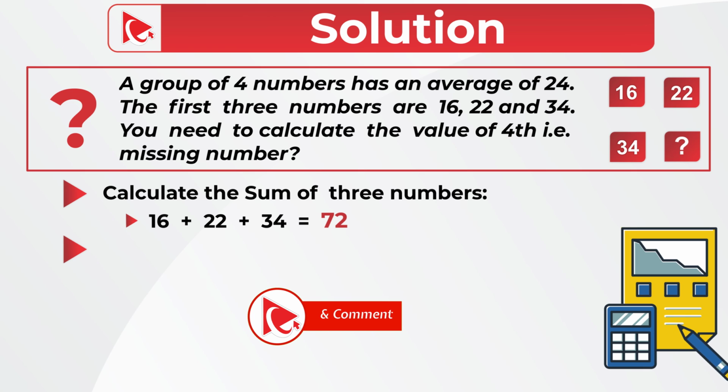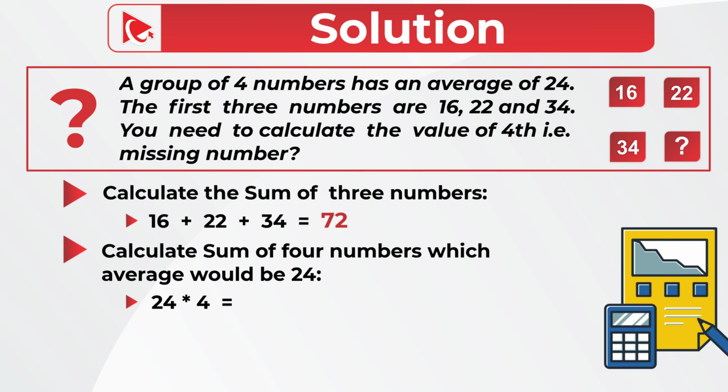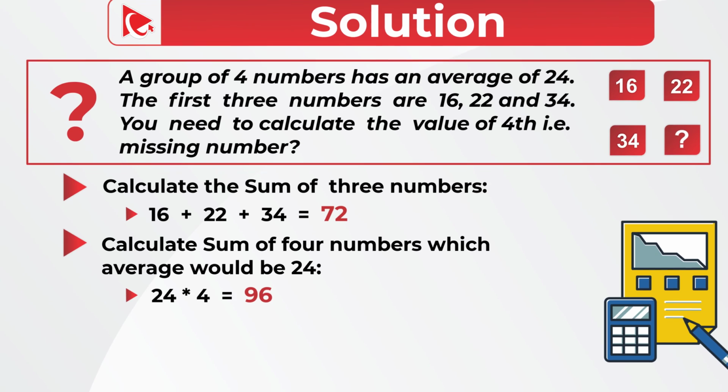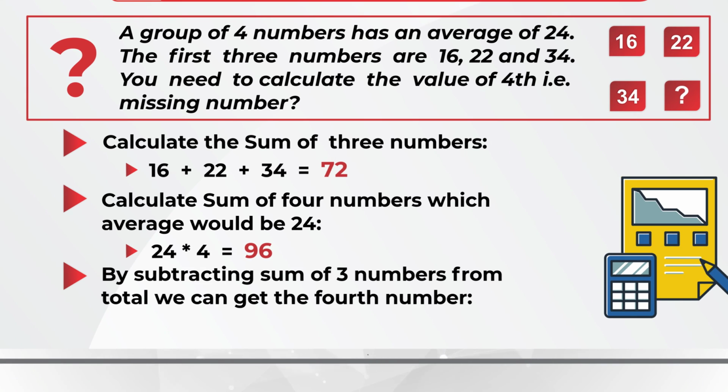In the next step, we need to determine what the sum of 4 numbers would be for which the average would be 24. To do this, we multiply 24 by 4, and the result is 96. In the last step, we subtract the sum of the 3 numbers from the total where the average will be 24 to calculate the 4th number. 96 minus 72 equals 24.